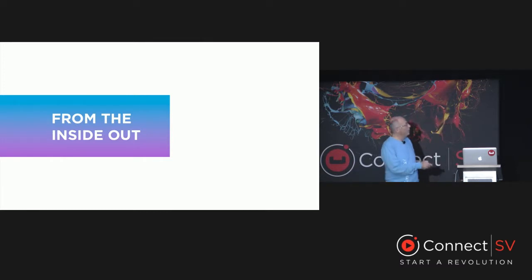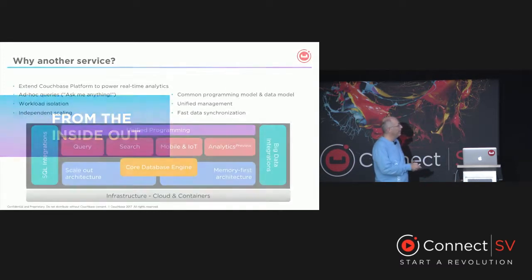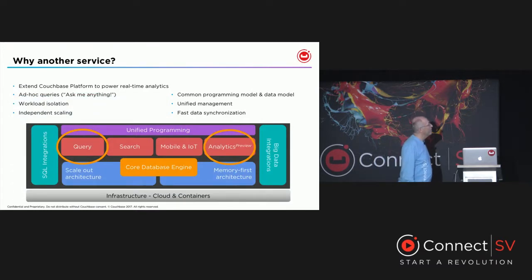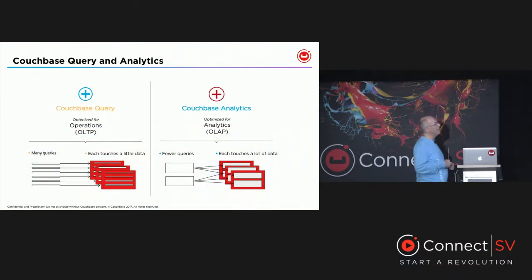All right. Let's talk a little bit more about what's happening inside. So the first question I would quickly like to talk about is, okay, so we have these two services. We have a query service, we have an analytics service. They have a common programming model and data model. So the question is, why do we have two? And we have two because they have very different target use cases, and they support different architectures.